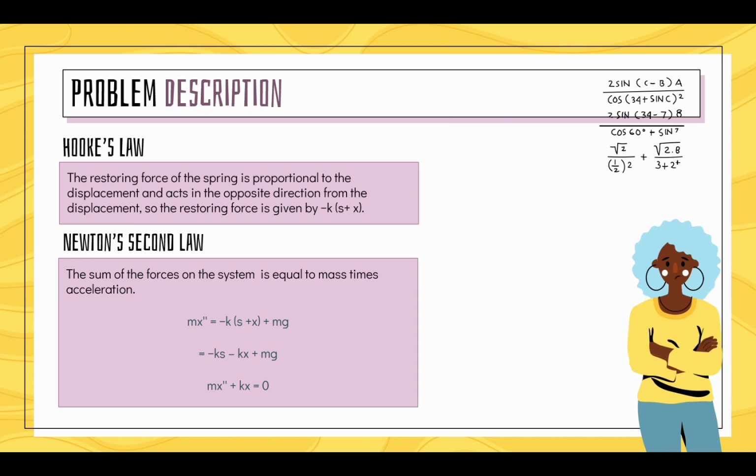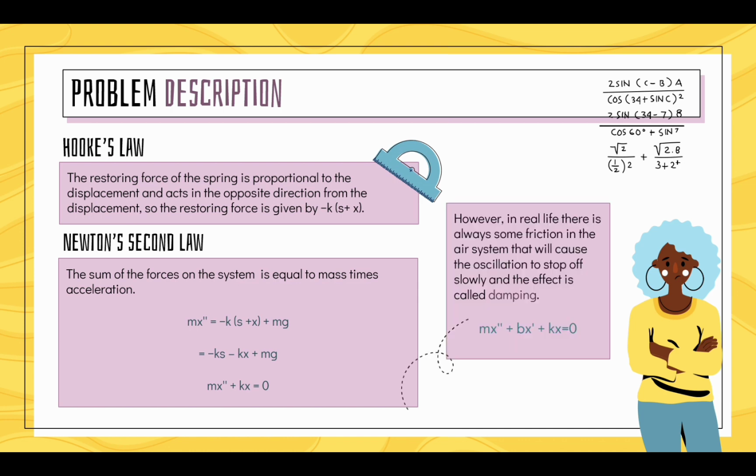So the equation becomes mx double prime equal to negative k in bracket s plus x close bracket plus mg. So the equation will be ks minus kx plus mg. In the equilibrium position, mg is equal to ks. So the differential equation will become mx double prime plus kx equal to 0.